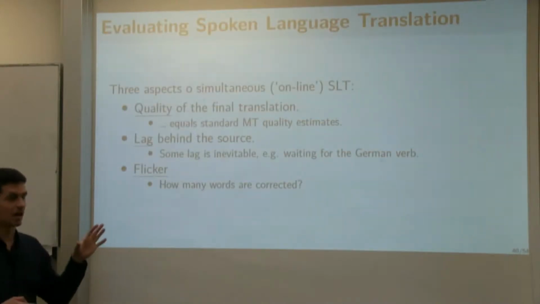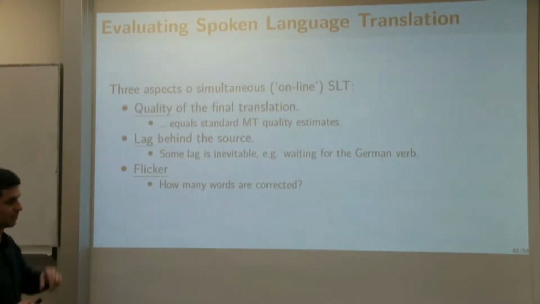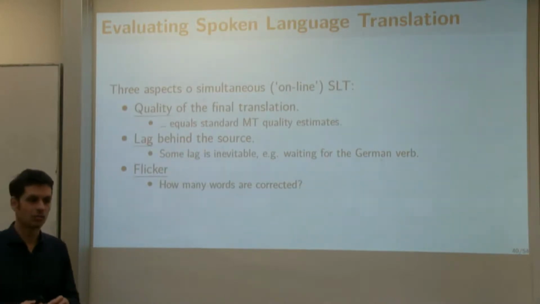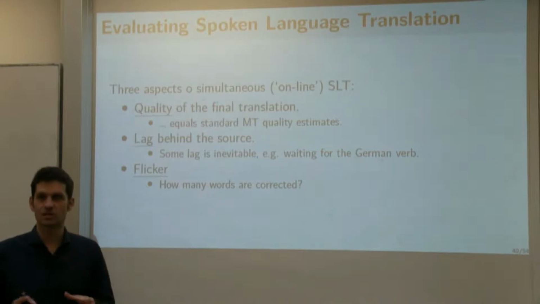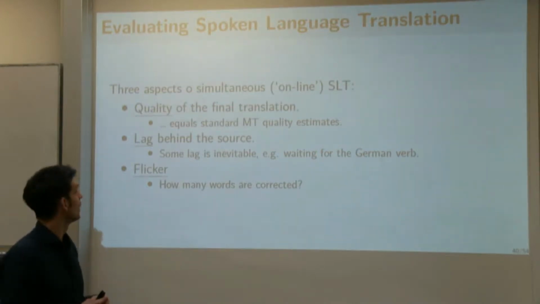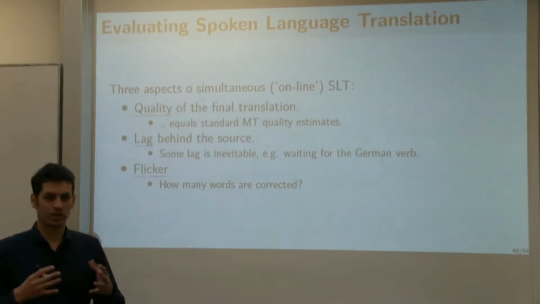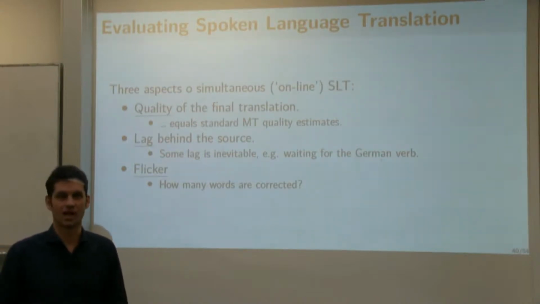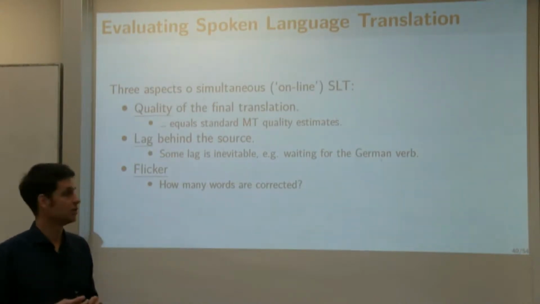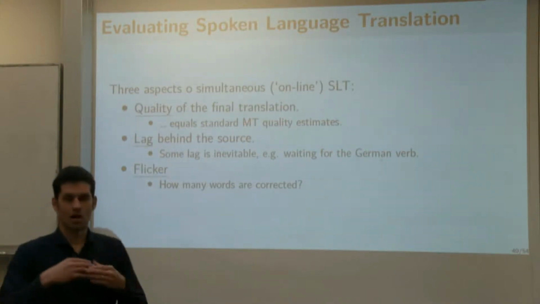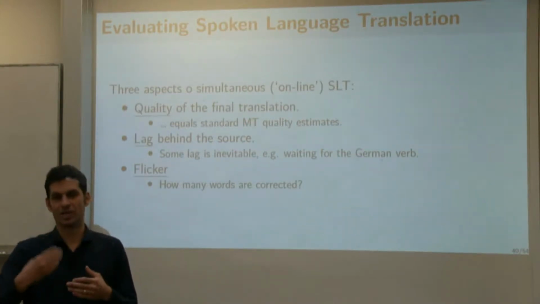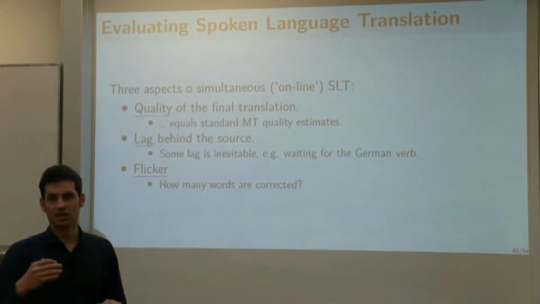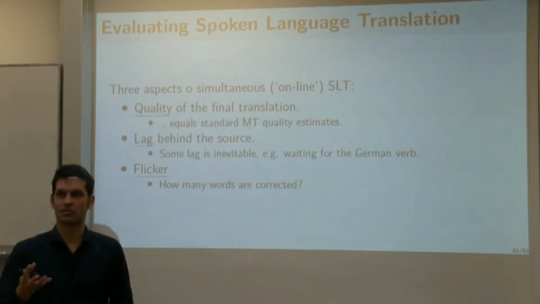I just want to highlight that there are more aspects to consider when comparing the outputs of machine translation systems, text-based only. There you only consider the quality of the translation, and that alone is a complex enough task. But in spoken language translation, you also want to know how much you are behind what has been just uttered in the online setup, and some flicker, so how much of the text is useless.